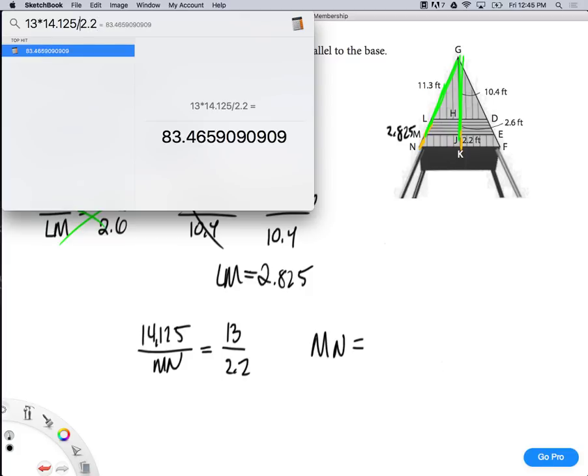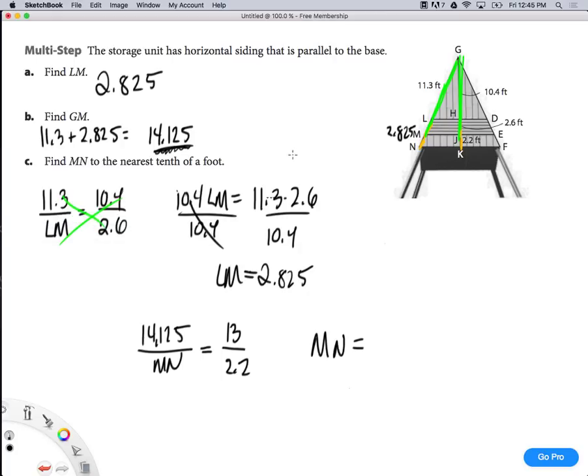13 times 14.125 divided by 2.2. I did something wrong. Yeah, 14.125 times 2.2 divided by 13. 2.39. So this ends up being 2.4. To the nearest tenth of a foot, it's 2.4.